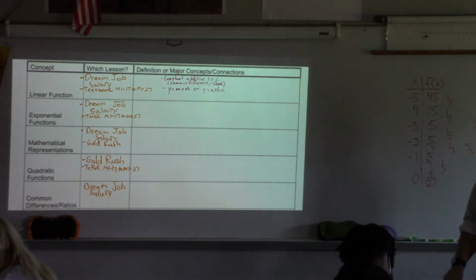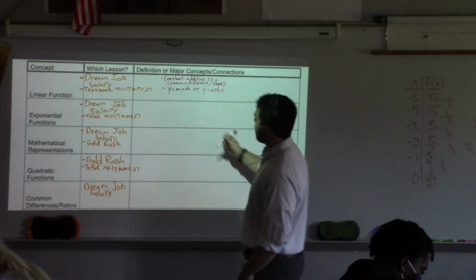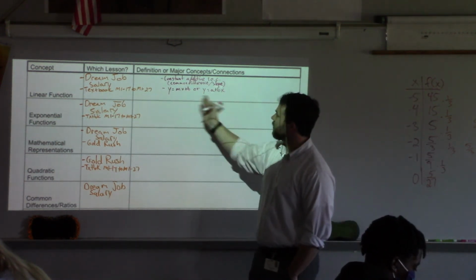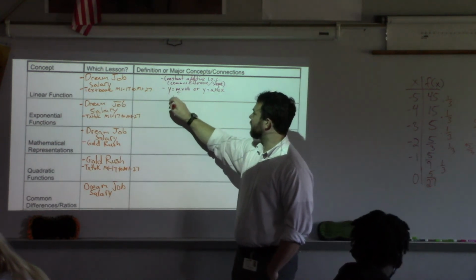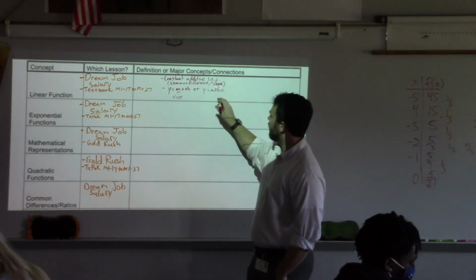The slope is the constant additive rate of change. We already have that, but where do I see my slope in here? m. So m, there's my slope. And then b, and then b over here.